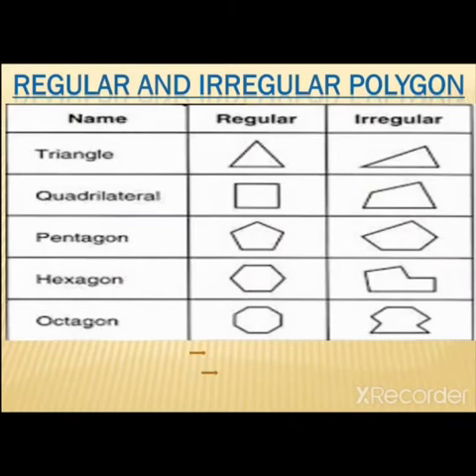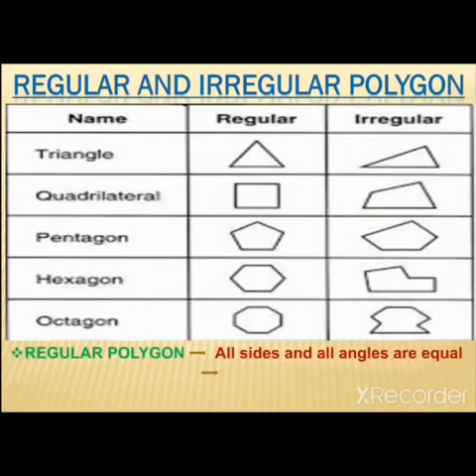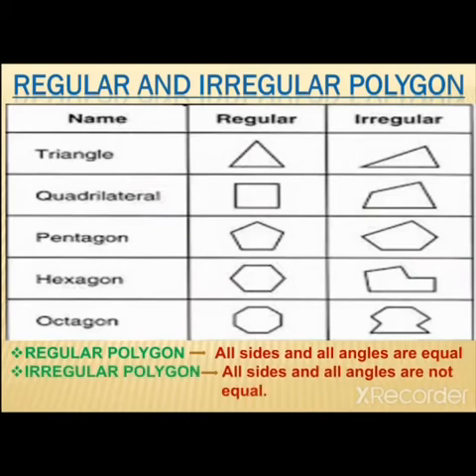Now the next type of polygon is regular and irregular polygon. The names of the polygons are given: triangle, quadrilateral, pentagon, hexagon and octagon. In triangle 3 sides, quadrilateral 4 sides, pentagon 5 sides, hexagon 6 sides and octagon 8 sides. In a regular polygon, all sides and all angles are equal. In an irregular polygon, all sides and all angles are not equal.